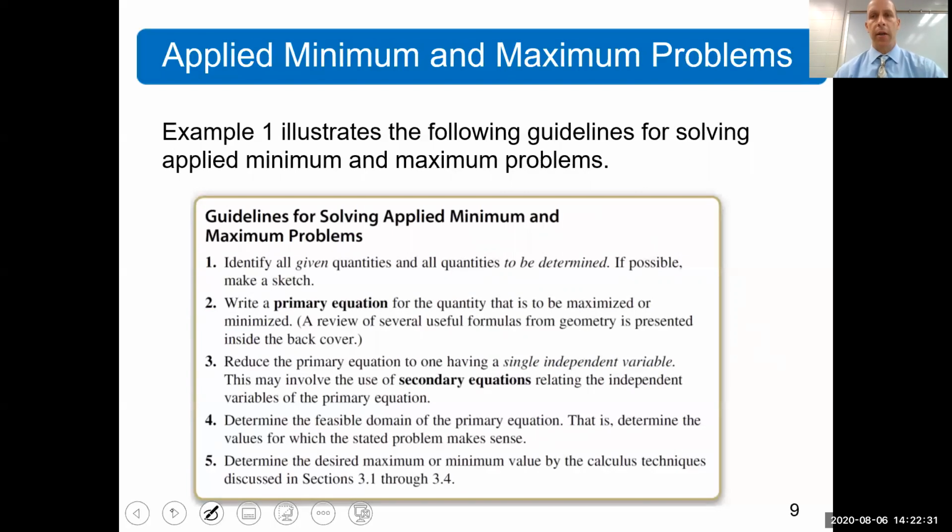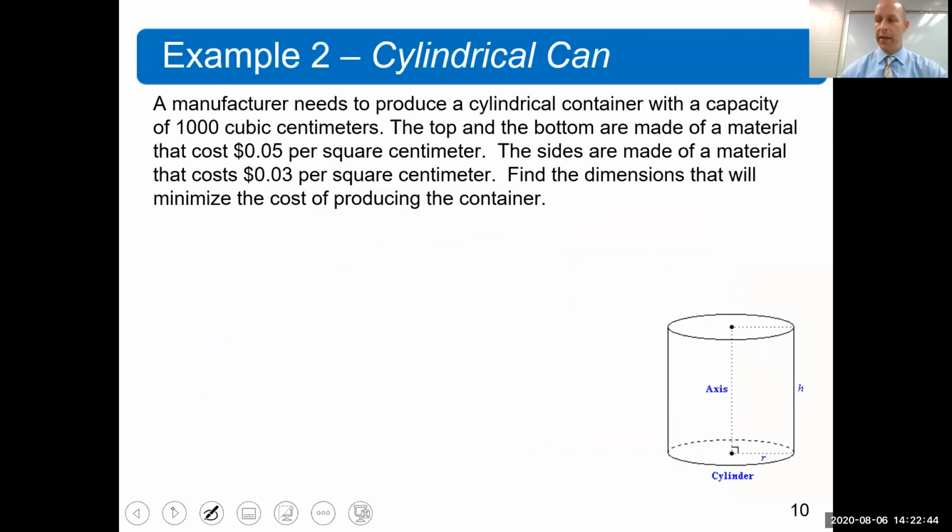Okay, so let's go ahead and talk about optimization problems. Here's a table with steps. I'm not going to read through these. These are in your notes from last year. If you want to look at them in the textbook, you can. I'm just going to go ahead and do a couple of examples. So here's our second example of the day, but the first optimization problem.